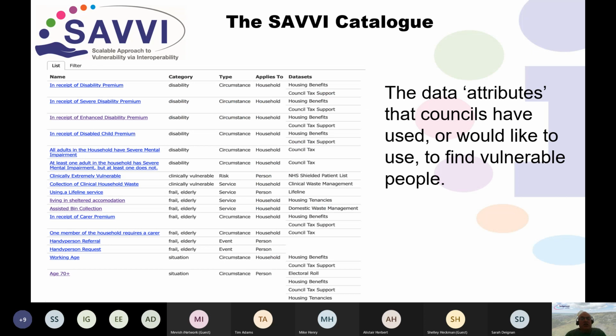And we captured a list of these during phase 1 for COVID. So that's what you're seeing here, just a list of the kind of attributes that some councils were using for COVID, and you can click on any one of those and get to that diagram and see the dynamics of that. And in phase 2, which I'll talk about in a moment, we're looking to establish data use for other vulnerabilities.